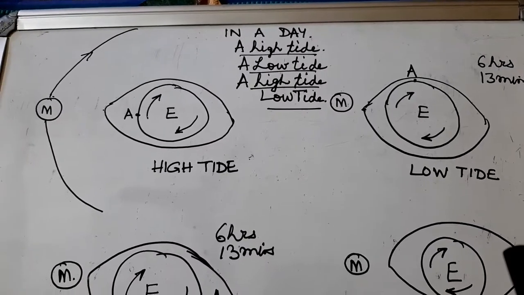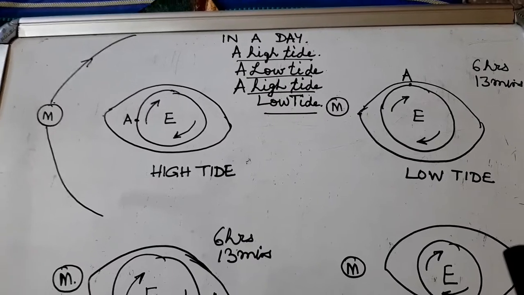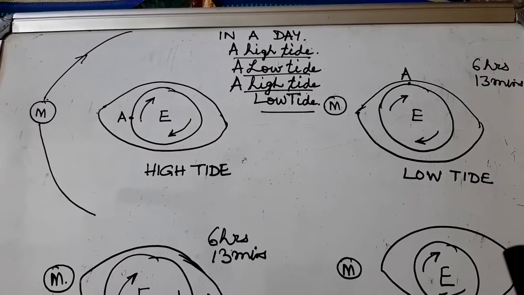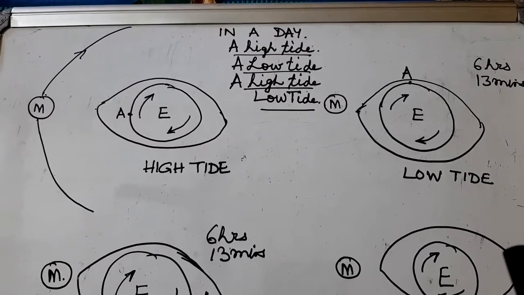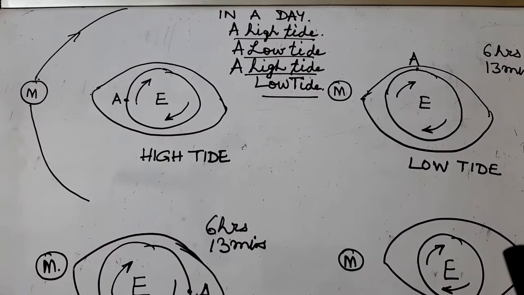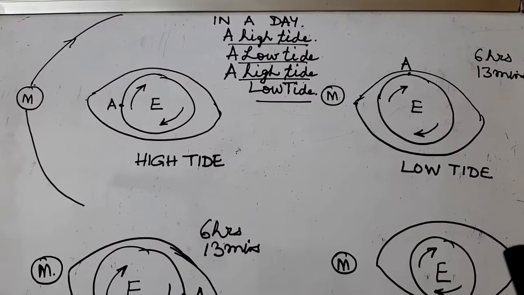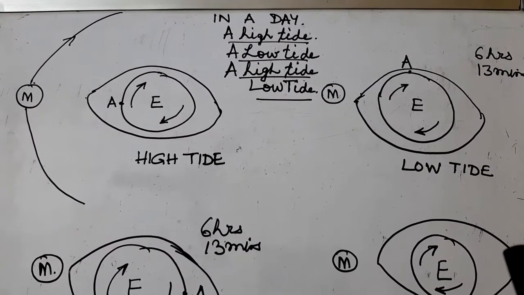Good morning, students. The topic that I will take up today is frequency of tides. In a day, we have a cycle of a high tide followed by a low tide, then again a high tide, and then again a low tide. And these occur after a difference of 6 hours and 13 minutes.